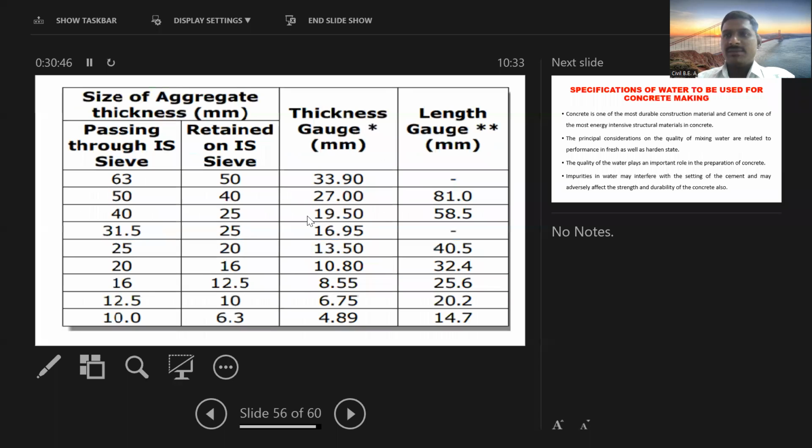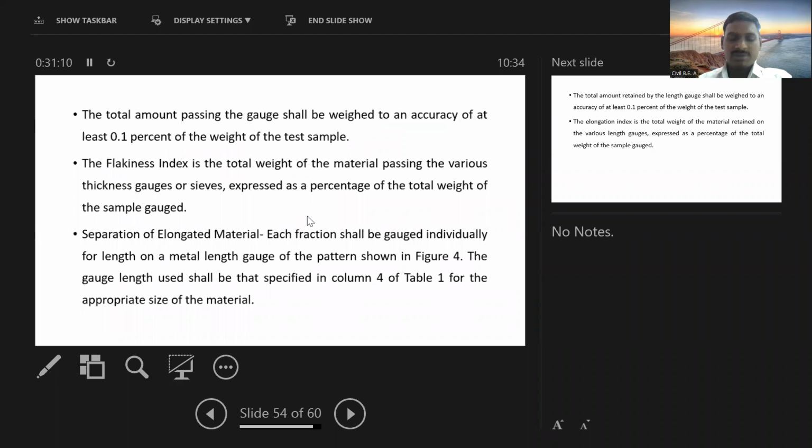So this table is given. If you see the size of aggregate, that is thickness, passing through IS sieve, retained on IS sieve, and thickness gauge and length gauge. So how much thickness and how much length of that particular particle is shown in that table. So we will move towards the table. Before that, we have to see this particular test procedure part.